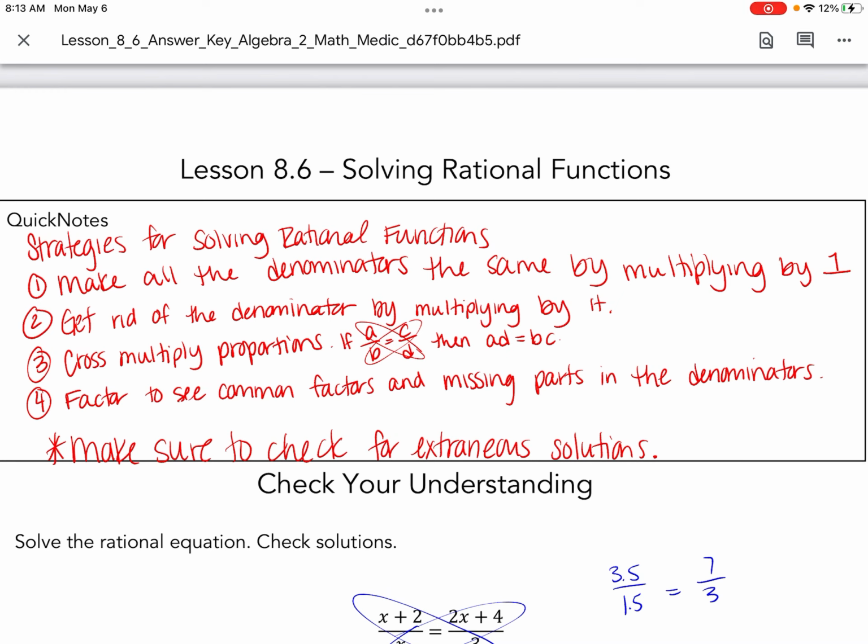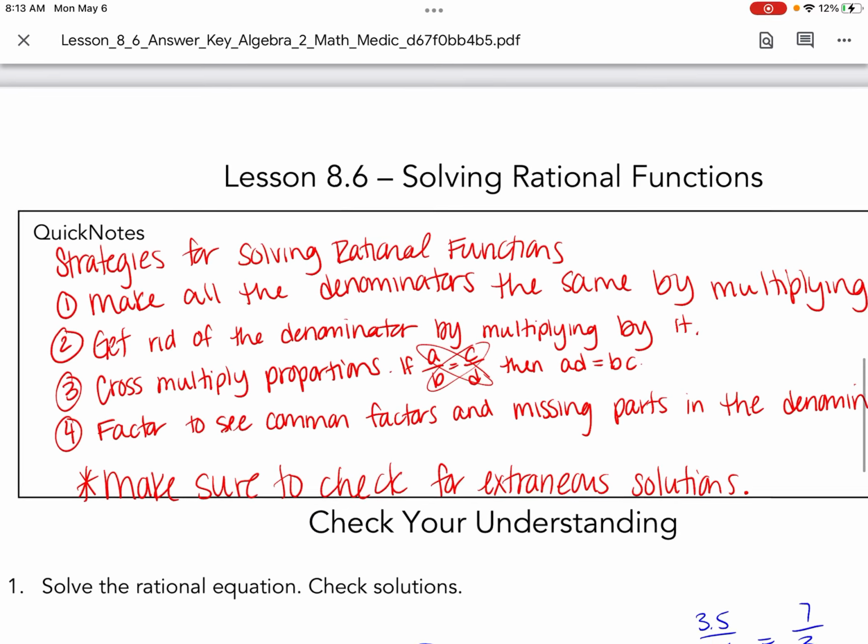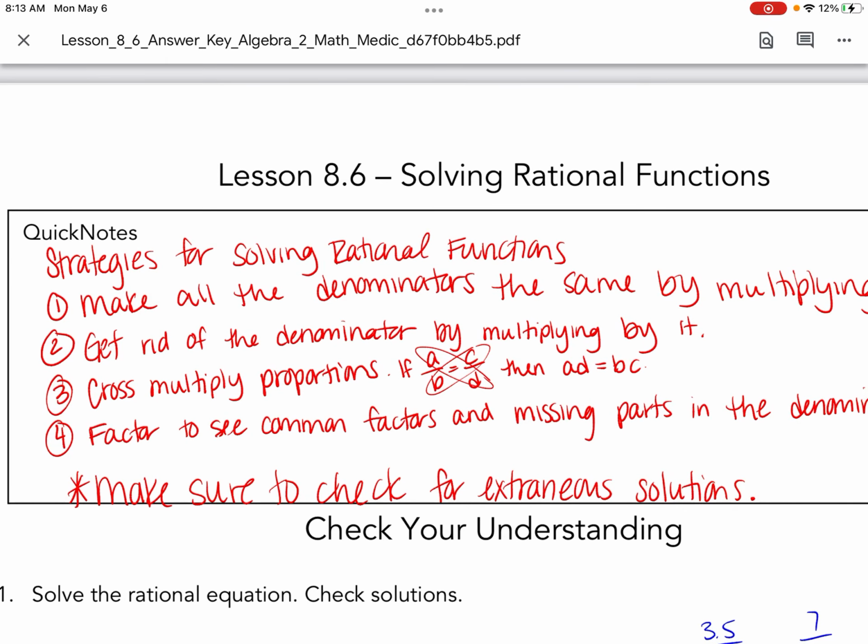Another thing you can do is cross multiply the proportions, and that's what we talked about the other day. Another thing you can sometimes do is factor to see common factors and missing parts in the denominators. And you always want to make sure to check for extraneous solutions. So go ahead and give a try to the number 1. Pause the video and finish writing these notes out, and give a try to solving the rational equation below. And then I'll go over that.